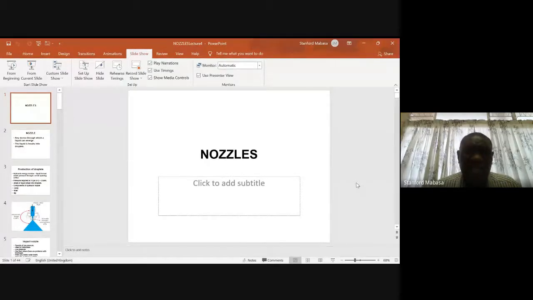For weeds as target, we have got very large droplets because the weeds are not mobile, as opposed to insects, where we may have relatively small droplets. So we shall be talking about these kinds of nozzles, which create droplets of various sizes. So I will start to present. So basically, we are going to talk about these nozzles.